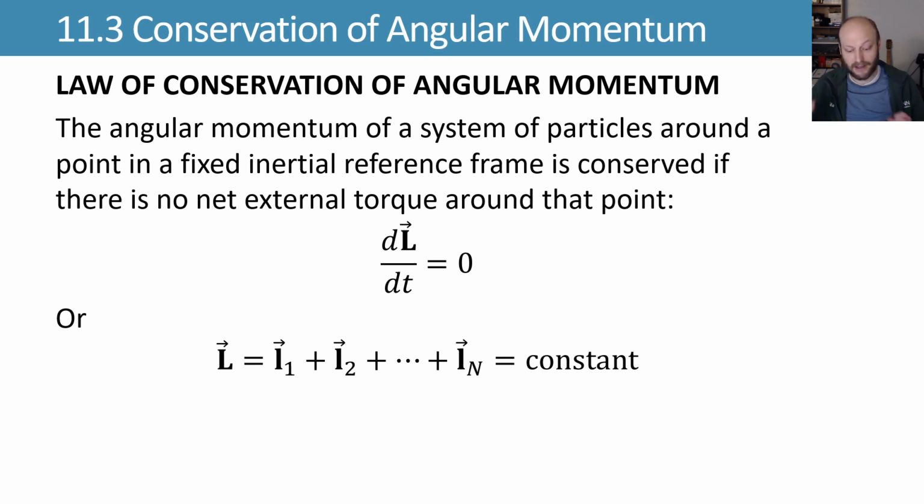And that means that your angular momentum doesn't change with respect to time. So you end up with a constant angular momentum over time. And I might even write that as my initial angular momentum is equal to my final angular momentum. As long as there's no net external torque, that will be true. This gives us ways that we can manipulate our rate of spin.